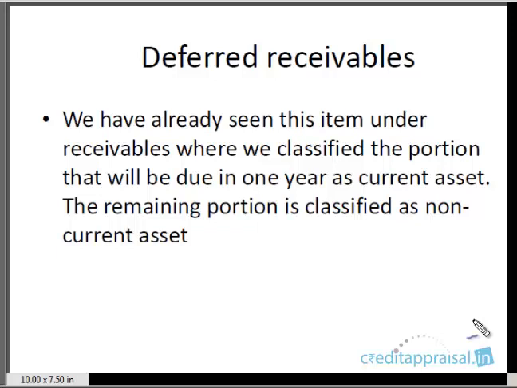So the next non-current asset could be deferred receivable. This we have already seen under receivables, where we classify the portion that will be due in 1 year as a current asset. So the remaining portion obviously will be a non-current asset.